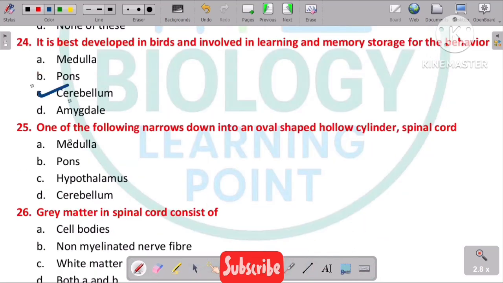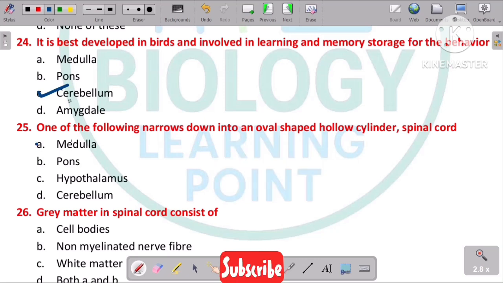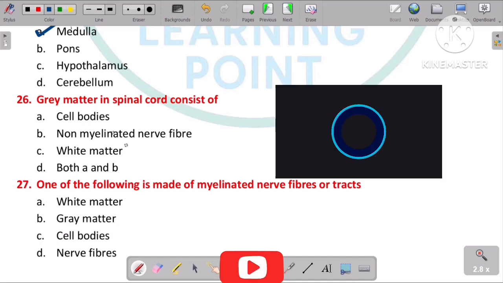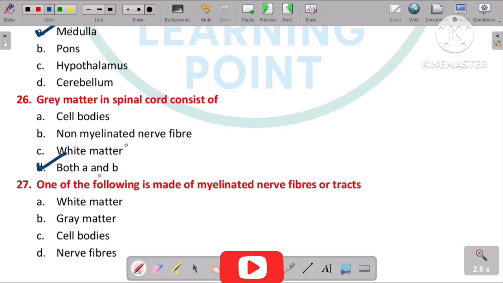So the next question, one of the following narrows down into an oval shaped hollow cylindrical spinal cord. So the options are, so the right answer is option A, medulla. So the next question is, gray matter in spinal cord consists of. So the options are. So the right answer is option D. Both A and B are correct.